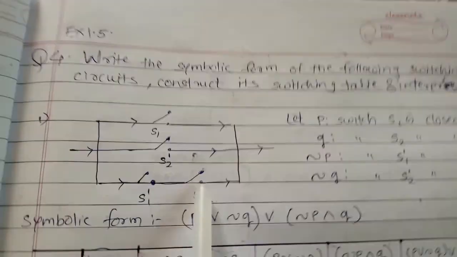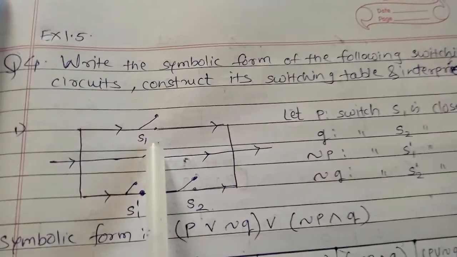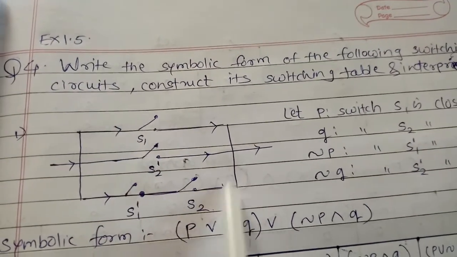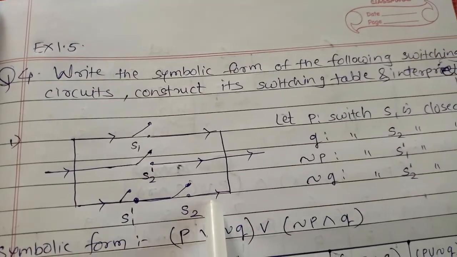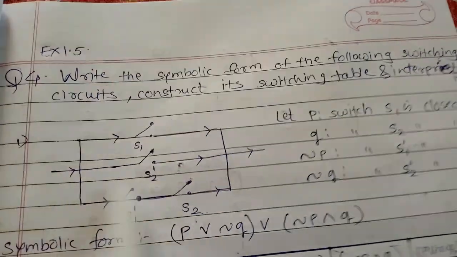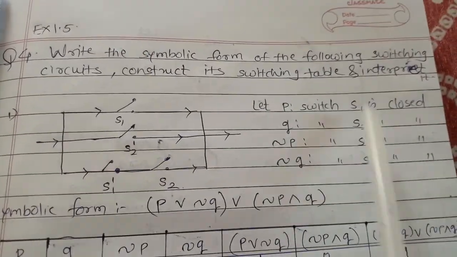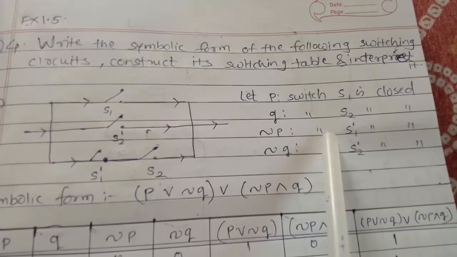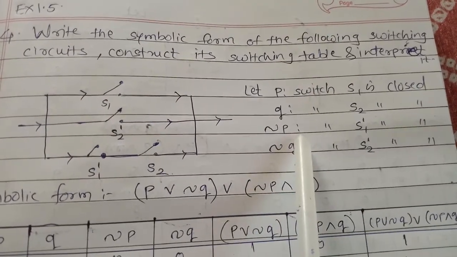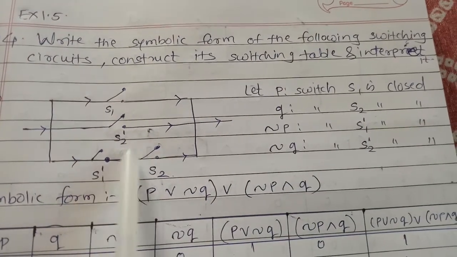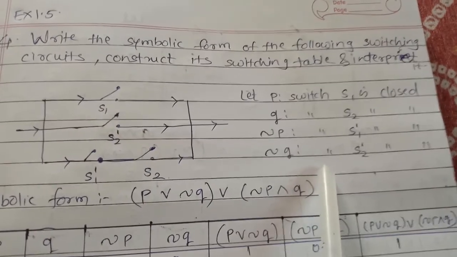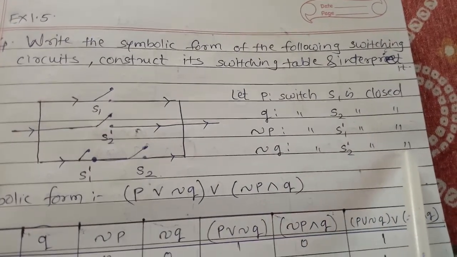So see the circuit diagram. So here is S1, S2 dash, S1 dash and S2. So these 4 switches are there. So again we have to write down like this one, that is P, that is switch S1 is closed, Q, switch S2 is closed. Then negation P, since there is a S1 dash and S2 dash, we have to write down negation P, that is S1 dash is closed, and for negation Q it is S2 dash is closed.